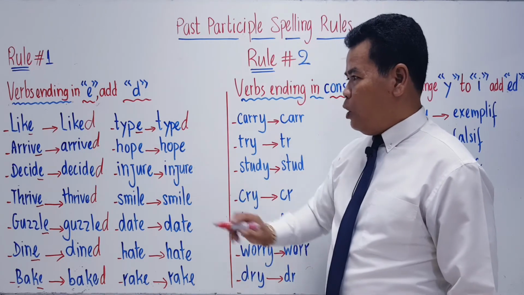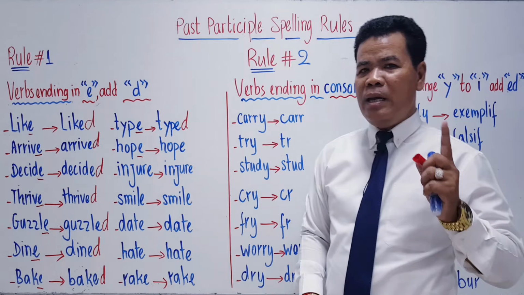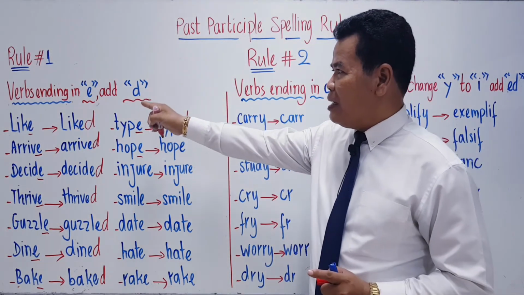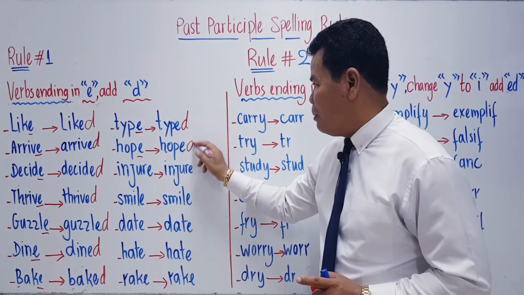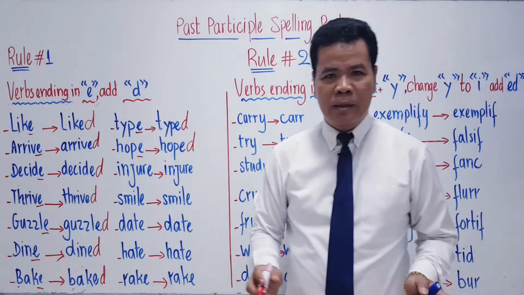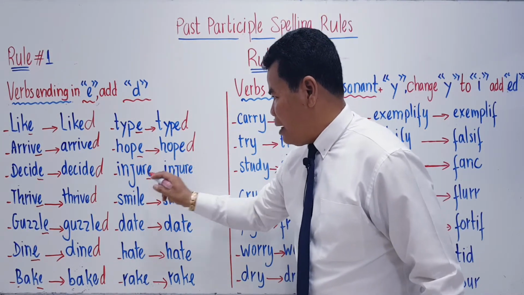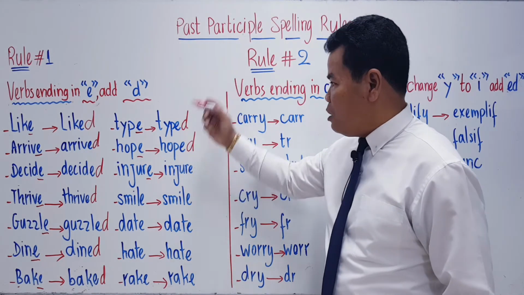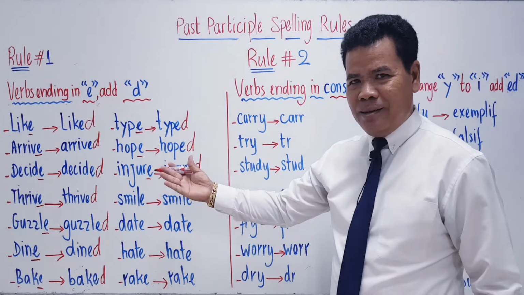Hope. What do you have at the end of the verb? E. Single E at the end of the verb. So the rule says verbs ending in E, just add D at the end of the verb. That's it. Hoped. Injure. E at the end of the verb. And then when you go to the past participle, you have to add one more D. That's it. Nothing more, right?